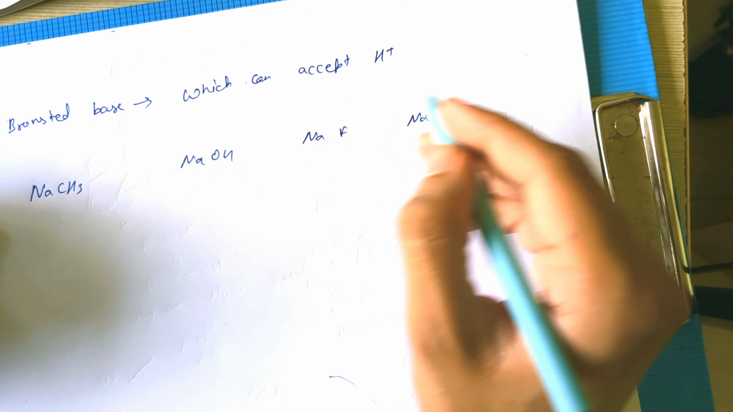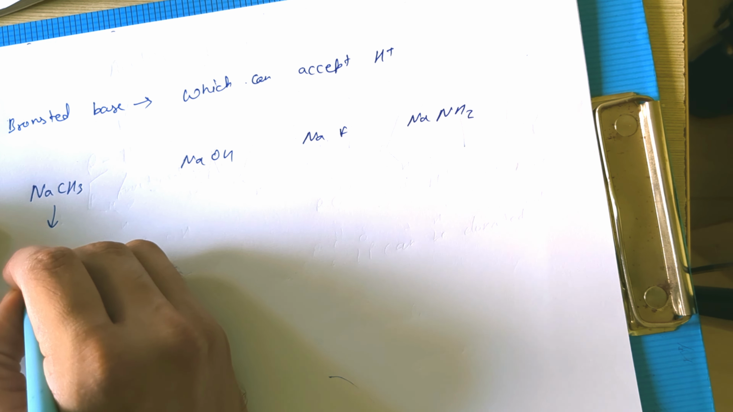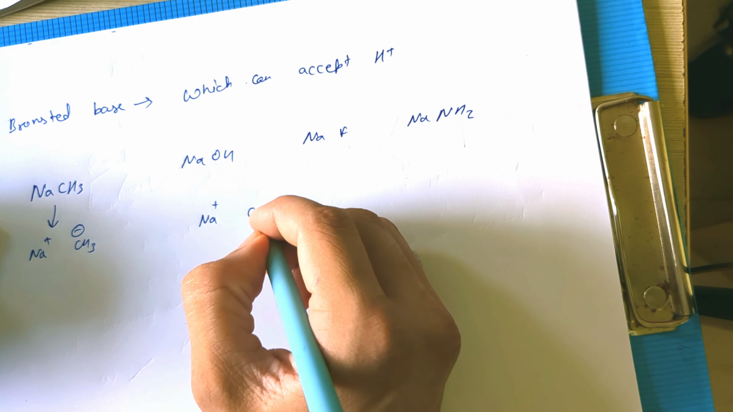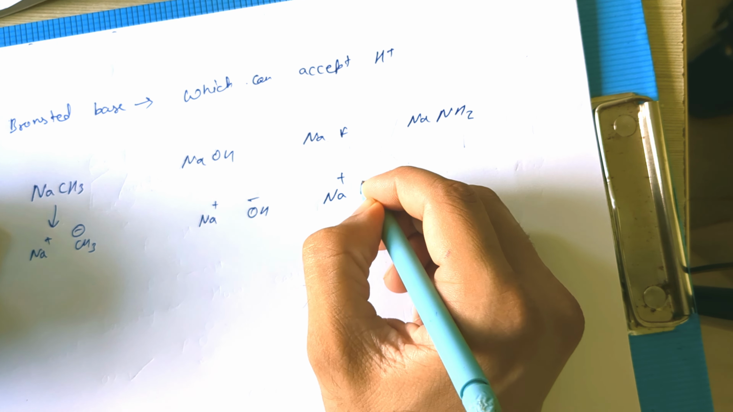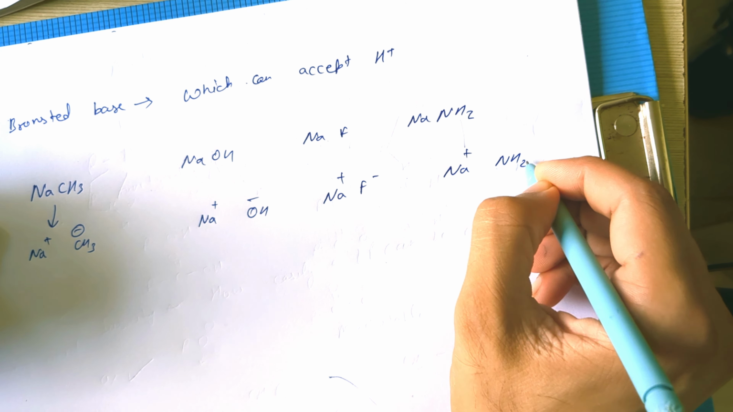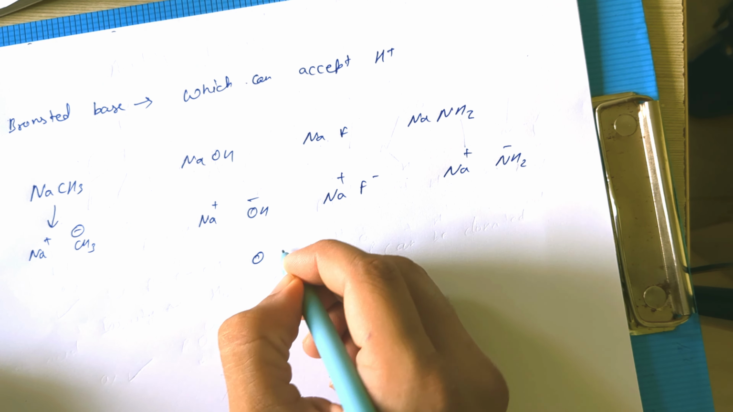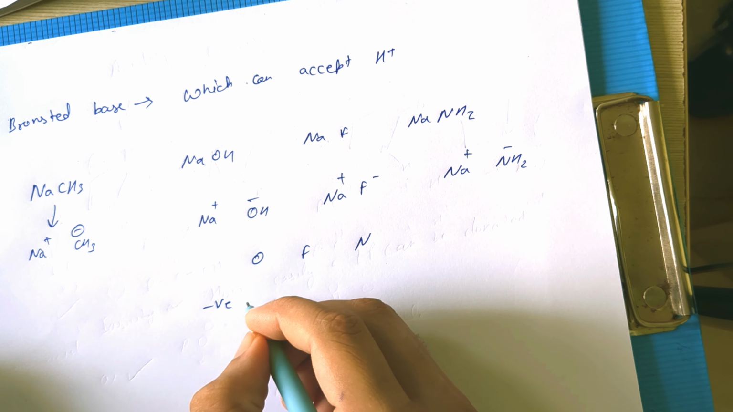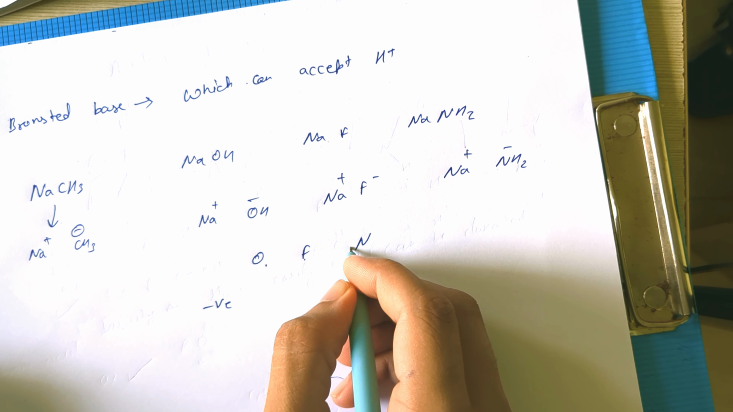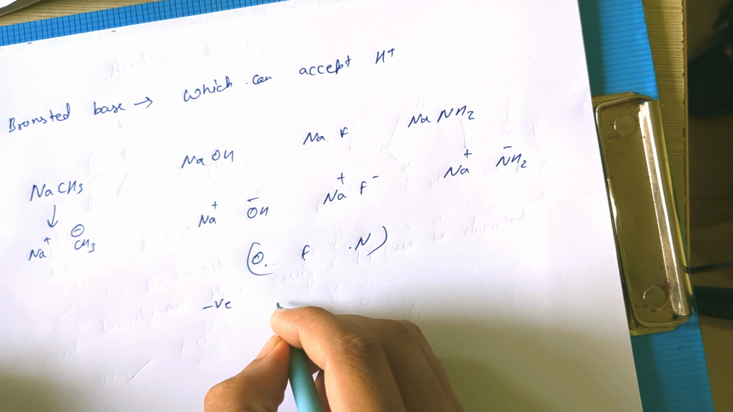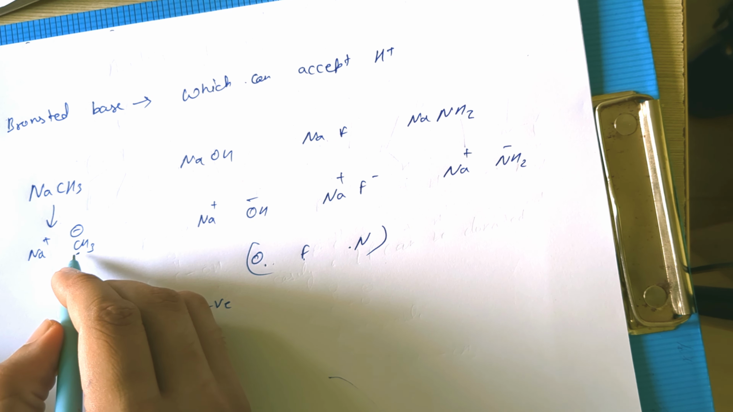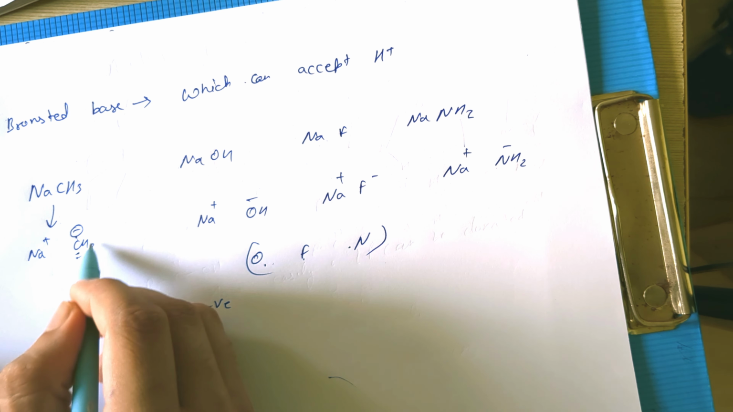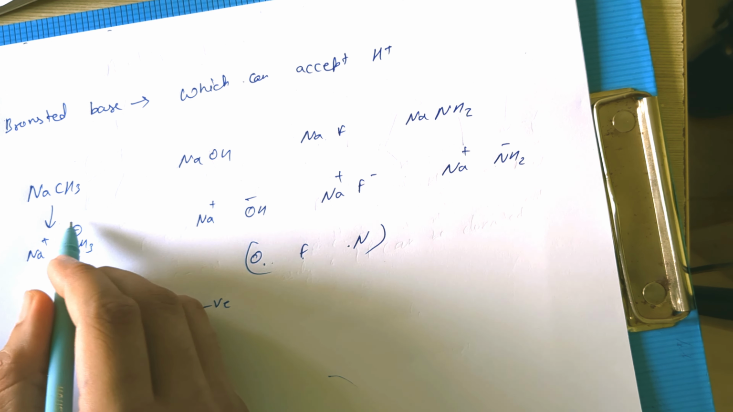Again, let's draw. It can be Na positive plus CH3 negative. It can be Na positive, OH negative. It can be Na positive, F negative. It can be Na positive, NH2 negative. Now you can see here oxygen, fluorine and nitrogen, these are the most electronegative atoms. That's why the negative charge will be more stable on oxygen, fluorine and nitrogen because they are electronegative. But on carbon, which is less electronegative, or we can say electropositive in character, the negative charge is unstable, and it is also sp3.